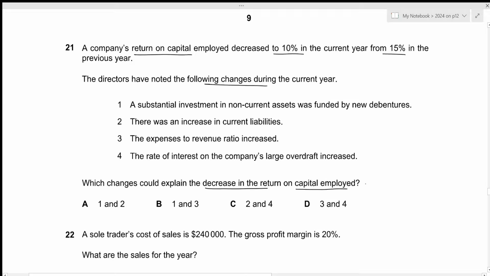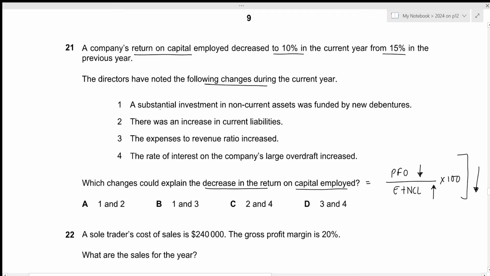Okay, first of all, we need to know the formula for return on capital employed. That is just going to be profit from operations divided by capital employed, which is just equity plus non-current liabilities, times 100. So if you want this total ratio to decrease, it means that either the numerator factor should decrease or the denominator factor should increase. So we're looking for these two scenarios.